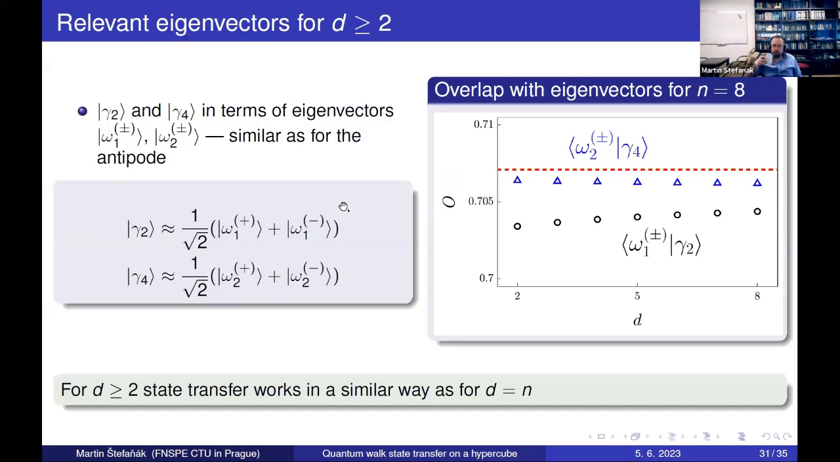And also the eigenvectors, the decomposition of these states gamma 2, gamma 4 into the eigenvectors is the same as or close to what we had for the state transfer to the antipode. We can calculate these eigenvectors numerically for some smaller hypercubes, because as you don't have the reduction to a line, you have to work with the whole Hilbert space, and the numerical evaluation gets complicated rather quickly. So you can calculate the overlap of these numerically calculated eigenvectors with these states gamma 2, gamma 4, it's close to 1 over square root of 2. So there's solid evidence that for distance greater or equal than 2, the state transfer works in a very similar way as for the most distant vertex.